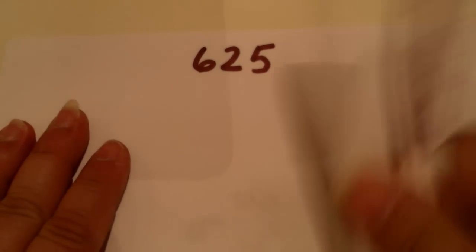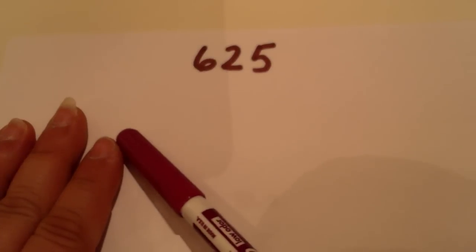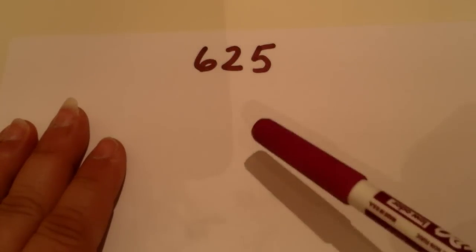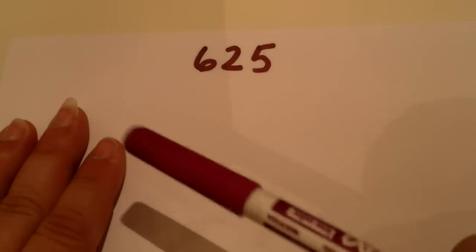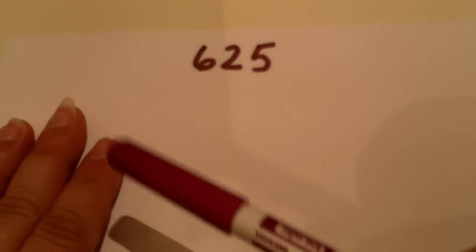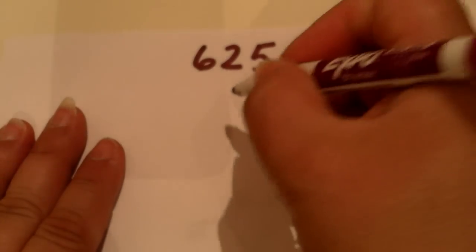If we have 625, we want to come up with the prime factorization. Prime factorization means we're going to have prime numbers in our factors, not just numbers that divide exactly, but the prime numbers. Again, when you have a prime, the only other factors are 1 and itself.